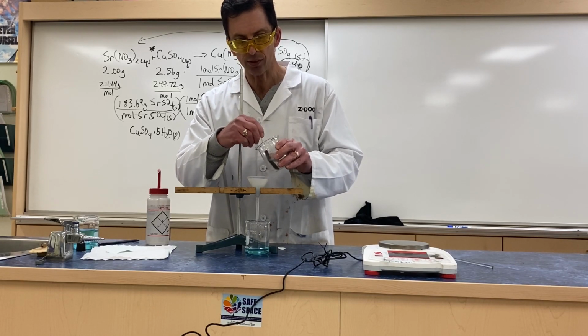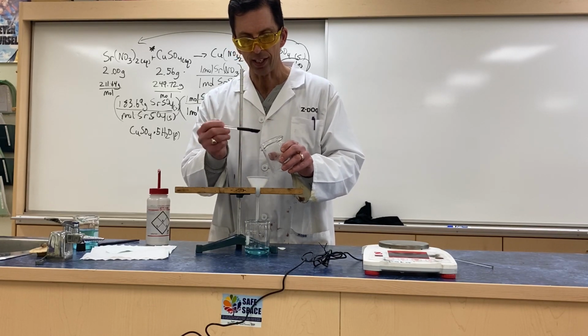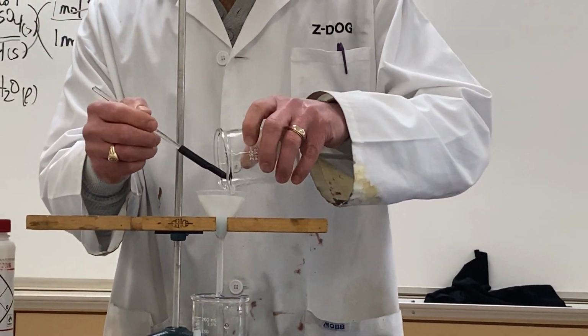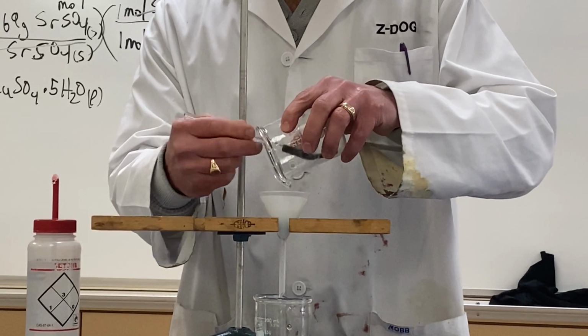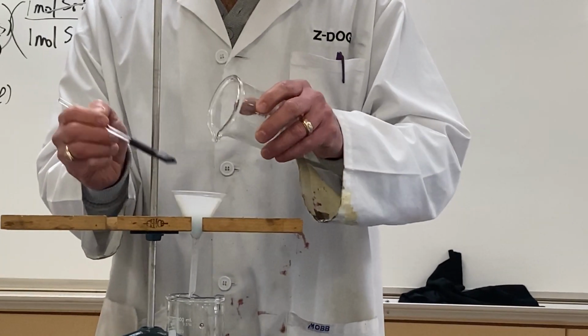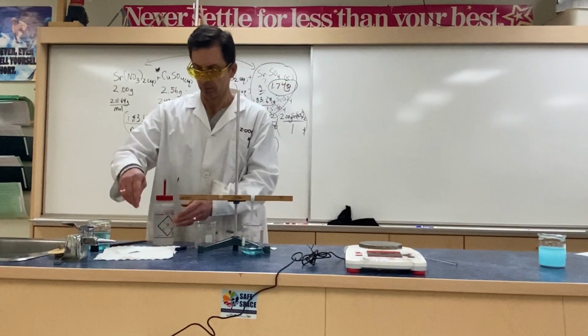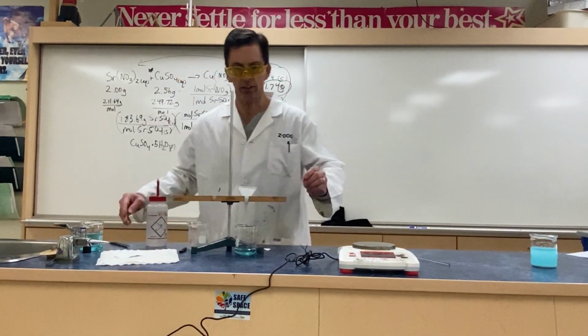That's where we can use this funny little device called a rubber policeman. It's kind of like a spatula at the end of a stirring rod. We'd let the precipitate dry overnight, just like the cooking show.